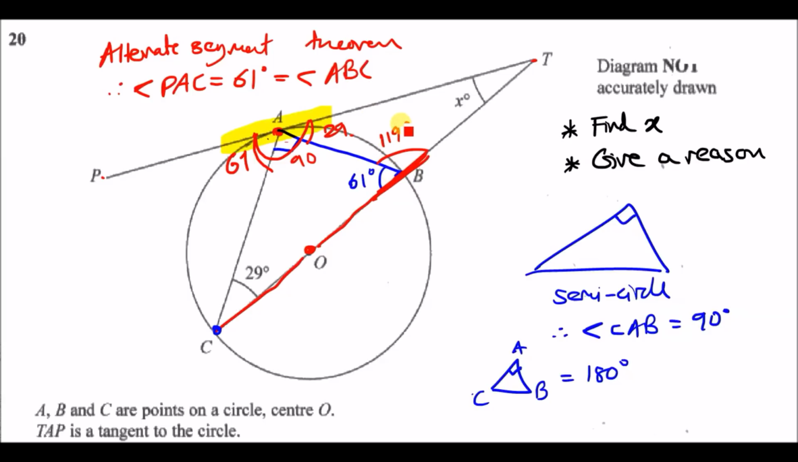So almost done. So now we have a triangle of 29, 119 and x. And all angles in a triangle must add up to 180. So let's add 29 to it and then minus it from 180. You should get a remainder of 32 degrees. And that's it, guys. Your x is 32 degrees.